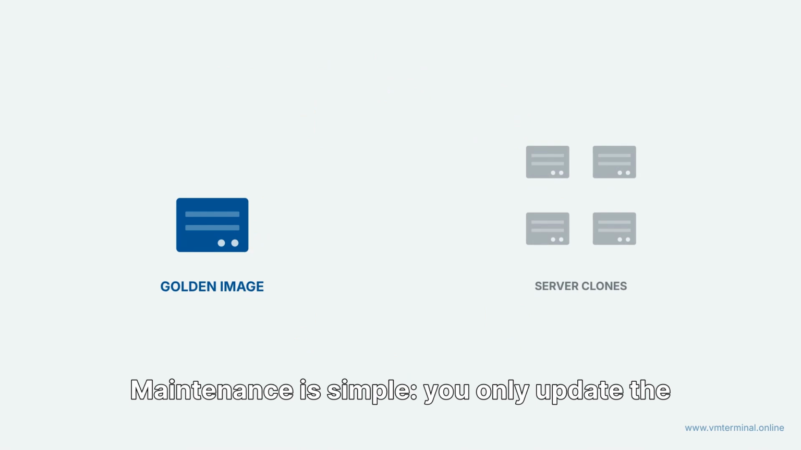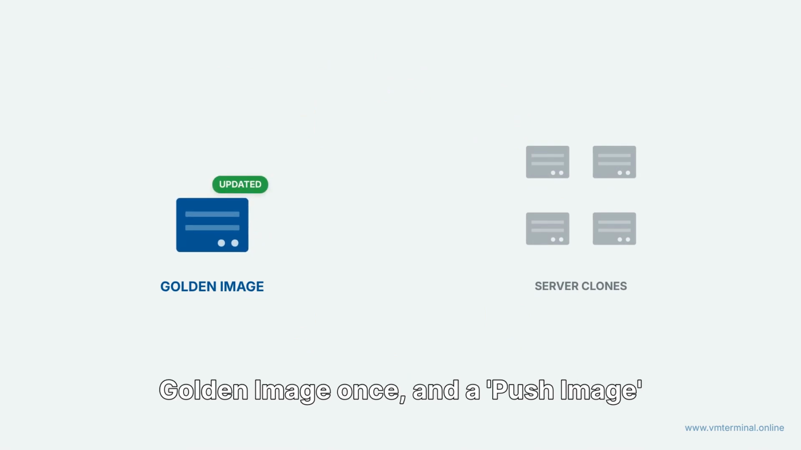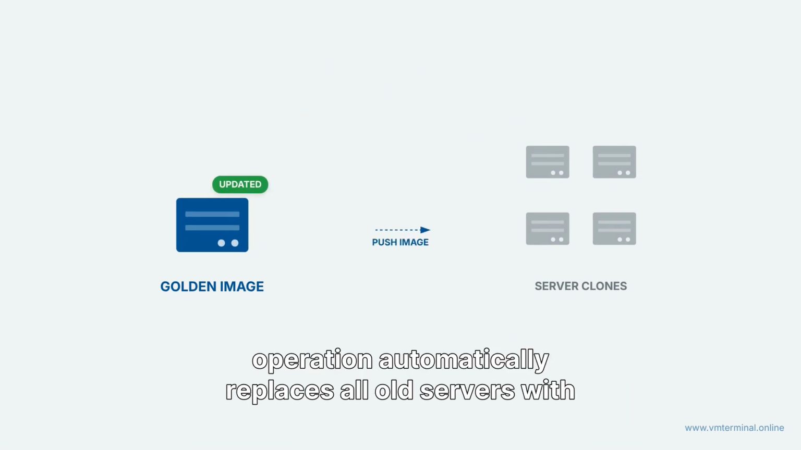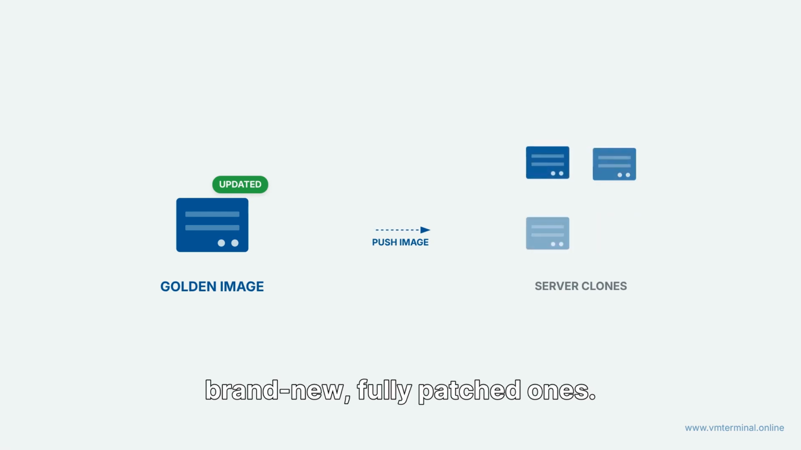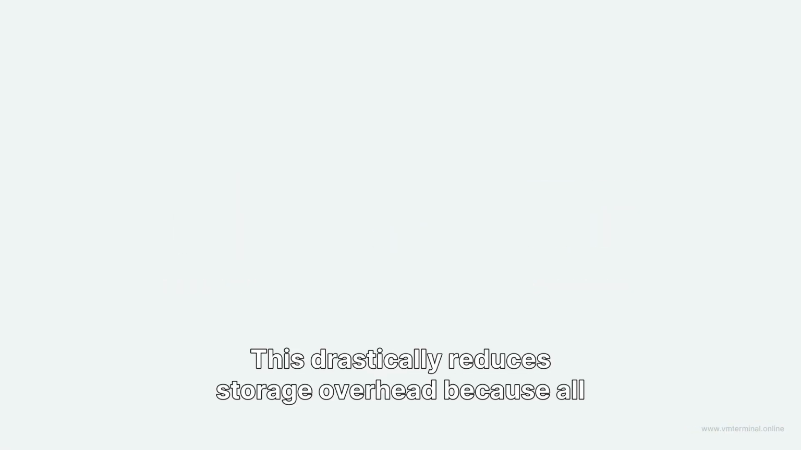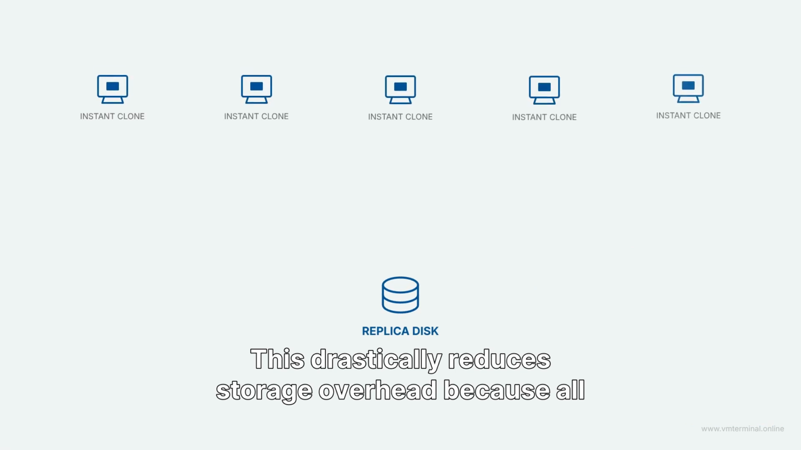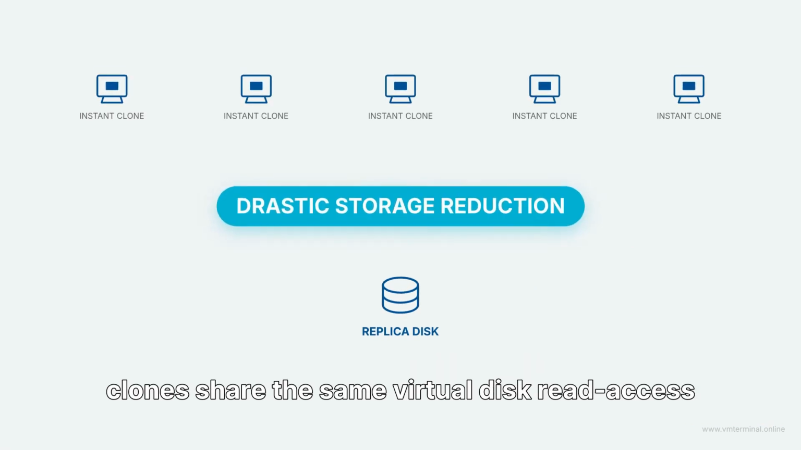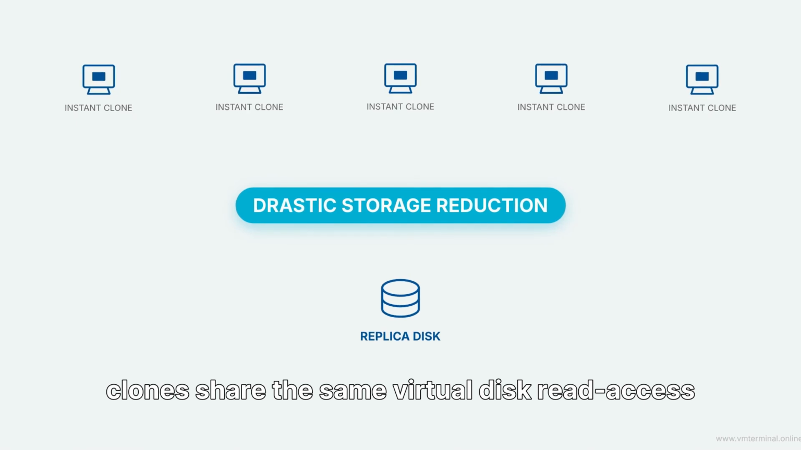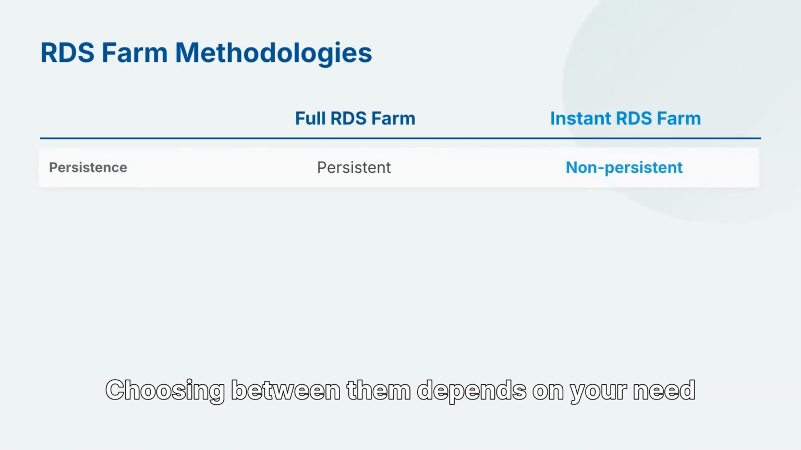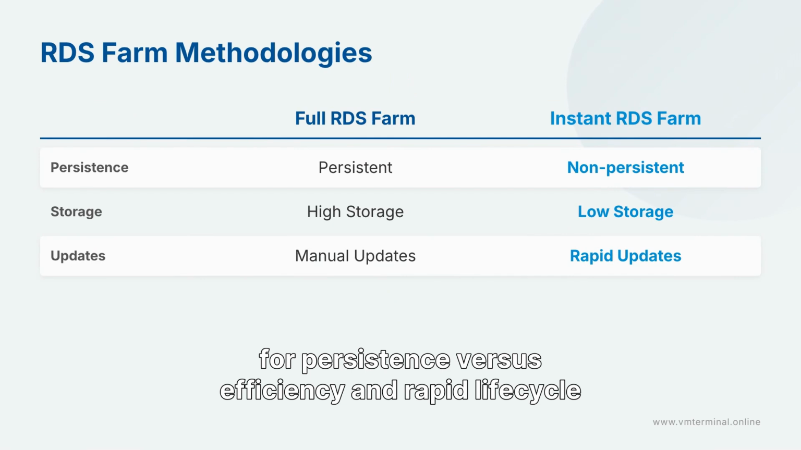Maintenance is simple. You only update the golden image once, and a push image operation automatically replaces all old servers with brand new, fully patched ones. This drastically reduces storage overhead because all clones share the same virtual disk read access from the replica. Choosing between them depends on your need for persistence versus efficiency and rapid lifecycle management.